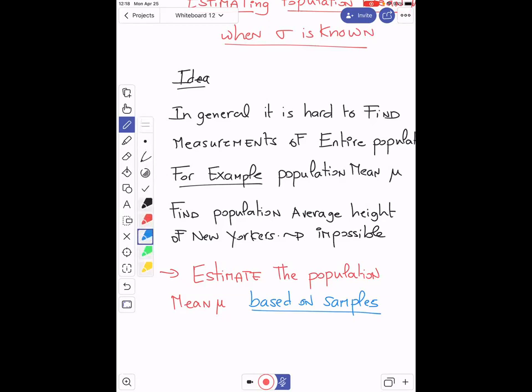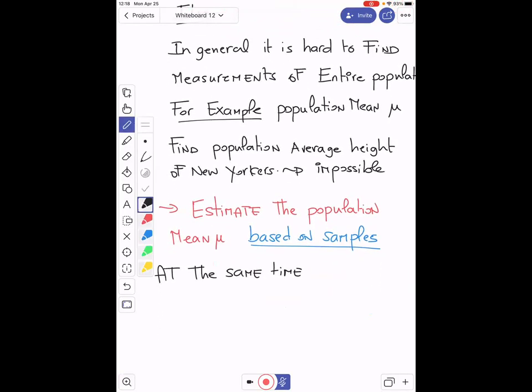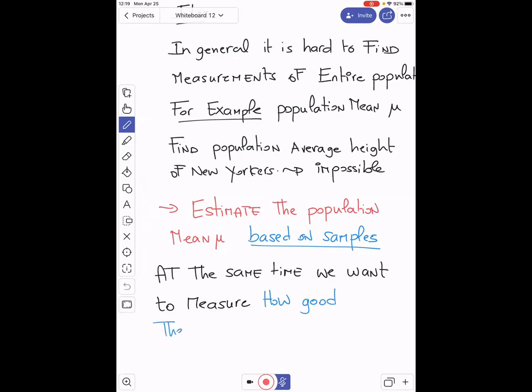So we want to make this estimation of the population mean, and at the same time, we want to measure how good the estimation or the estimate is. So that's the problem.